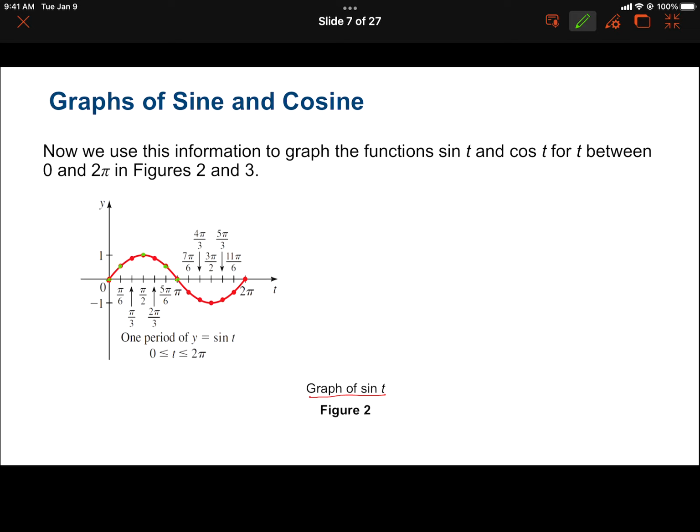Then notice now we're just going to go down. 7 pi over 6, I'm at negative 1/2. 3 pi over 2, negative 1. Again, draw it in. And that's one complete rotation. Sketching in, notice it's a curve. They should not be straight lines. So this is one complete period, 0 to 2 pi, of our graph.